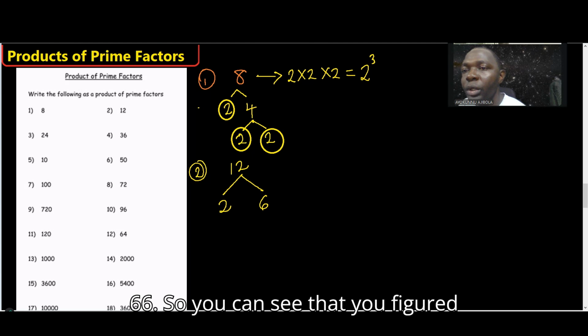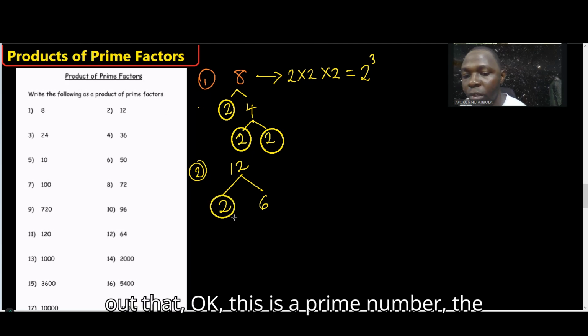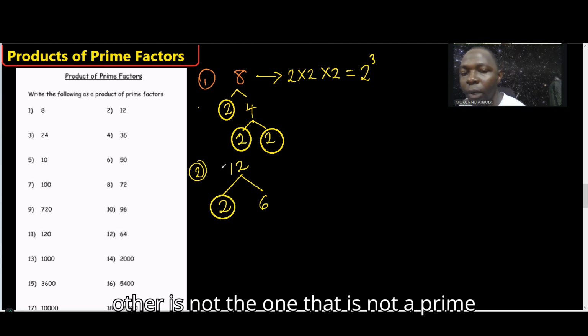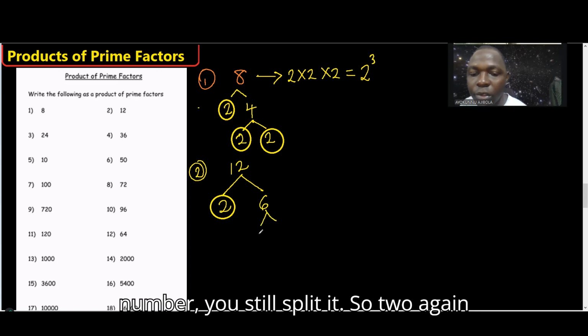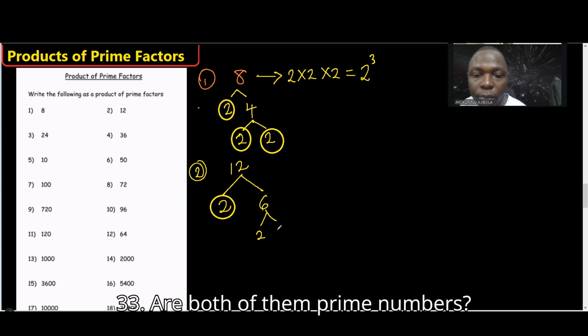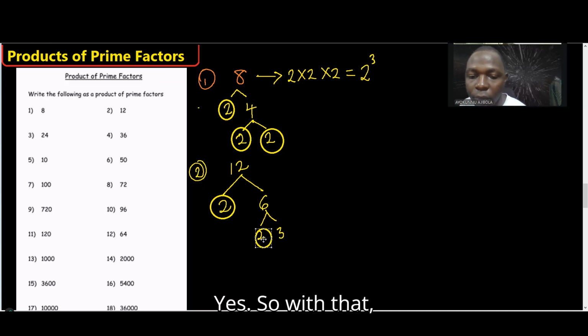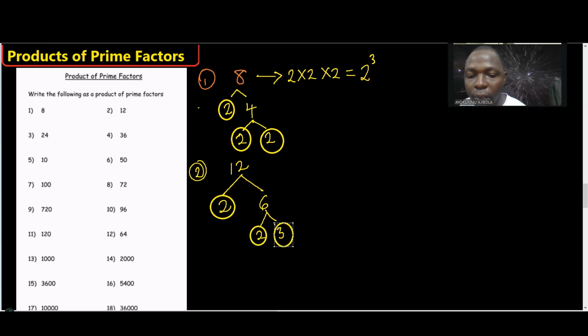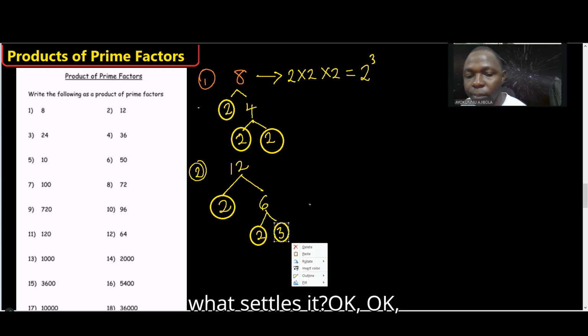6. So you can see that you figured out that this is a prime number, the other is not. The one that is not a prime number, you still split it. So 2 again times what? 3. Are both of them prime numbers? Yes.